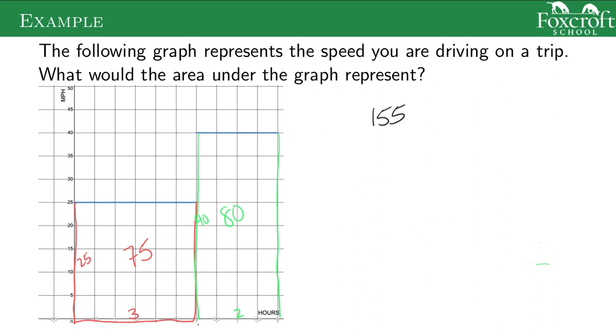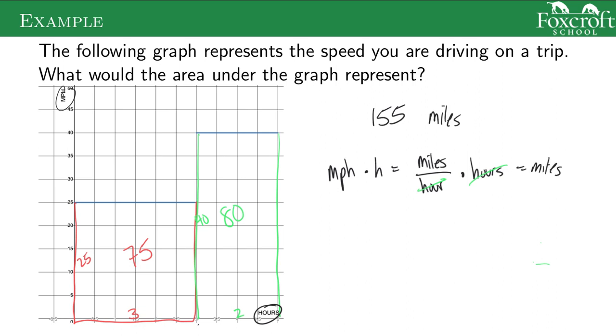But that number doesn't mean much by itself. So what's the actual unit for that answer? Well, we're taking miles per hour, which is the height of the boxes, and multiplying it by hours, which is the width of the boxes. If I write miles per hour as a fraction, and multiply that by the number of hours, you can see that the hours cancel out, and this just gives me miles. So my final answer is that this area represents 155 miles.